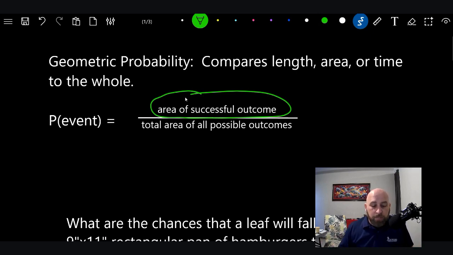So let's go back up here. The area of successful outcomes over the total area of all possible outcomes, all right? So it's the same thing. It's successful on top, total on the bottom. Nothing's changed here in our probability. The only thing that's changed is now we're finding area instead of just using numbers that they give us.